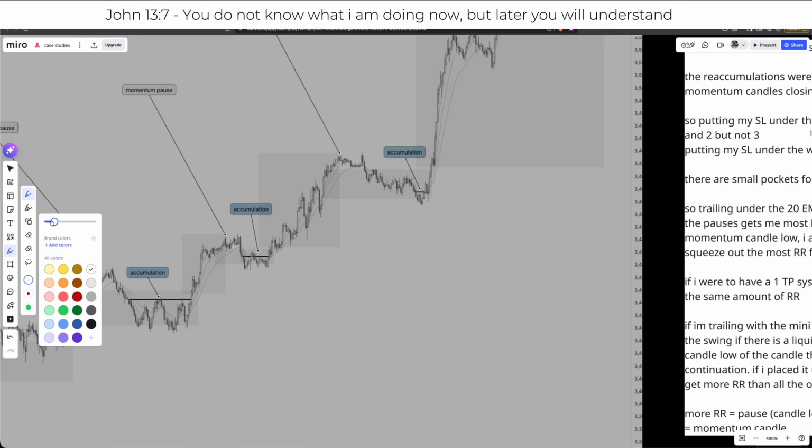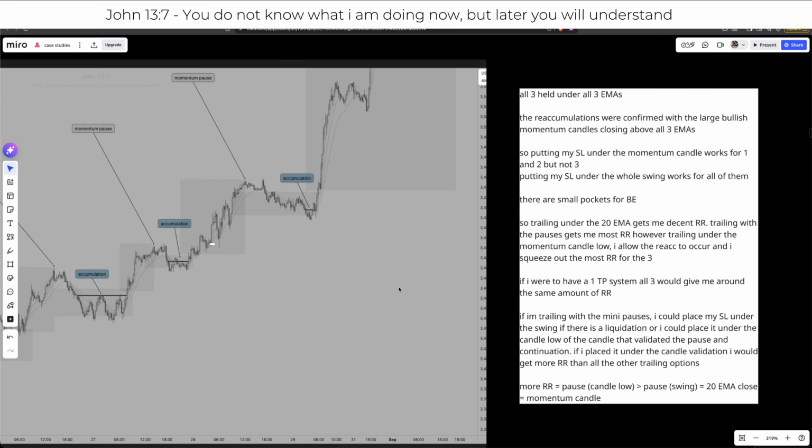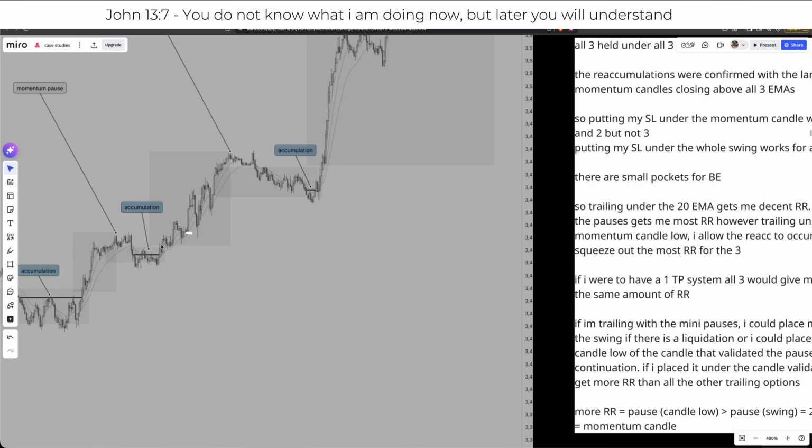So following with the thing, I would get cut off under here, right? This is the momentum candle, so I get cut off there. Stop loss under the momentum candle. Most RR. So following this, we have the pauses, which would be under here. The pause, which would be under here. The pause.